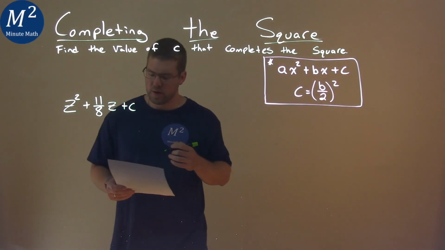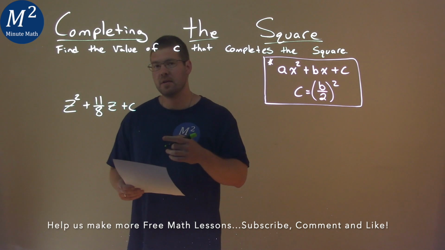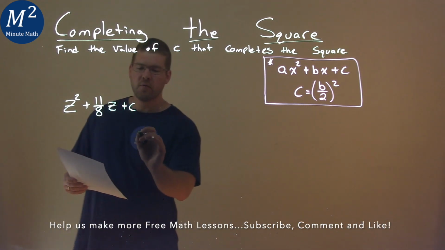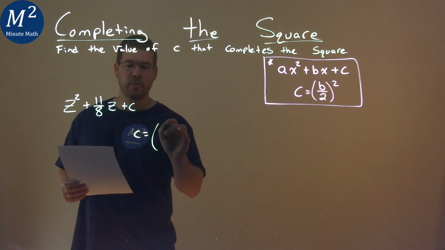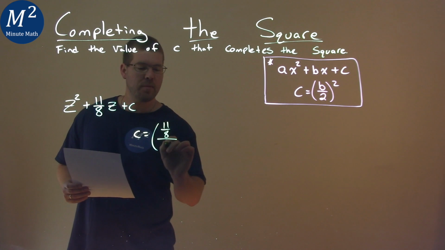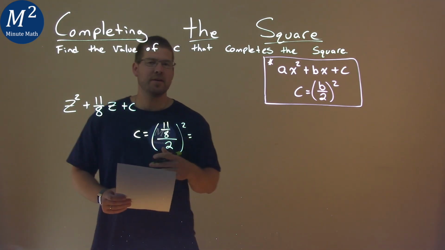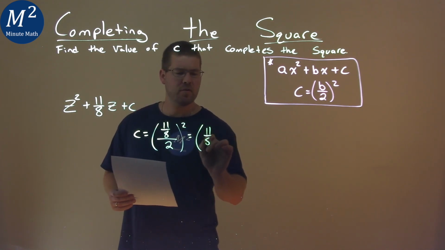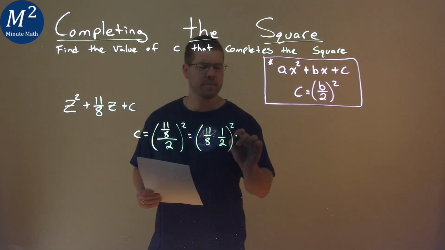We're given this problem right here, z squared plus 11 over 8z plus c, and we need to find the value of c that completes the square. Our formula tells us here that c is equal to our b value, 11 over 8, divided by 2, all squared. Well, if you're like me, dividing fractions is always a pain. This is the same thing as saying 11 over 8 times a 1/2 squared. Makes it a little easier.